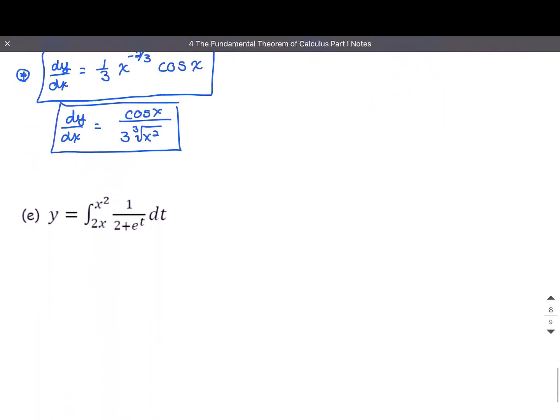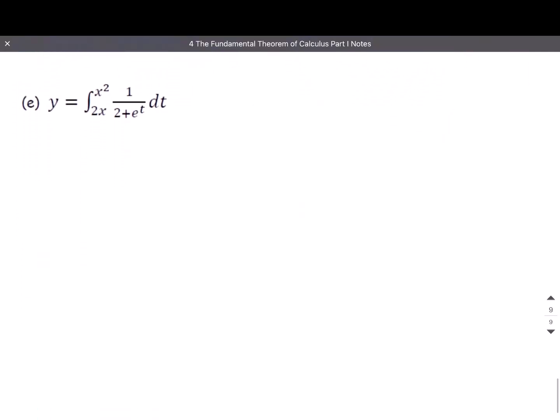All right, one last problem. Take a look at this one. Uh-oh, there's no constant. This is y equals the integral from 2x to x squared of 1 over 2 plus e to the t dt. And I told you, in order to use the Fundamental Theorem of Calculus, Part 1, your integral has to start at a constant. Does that mean we can't do this? No, it does not. It means we are going to pick any constant you want.